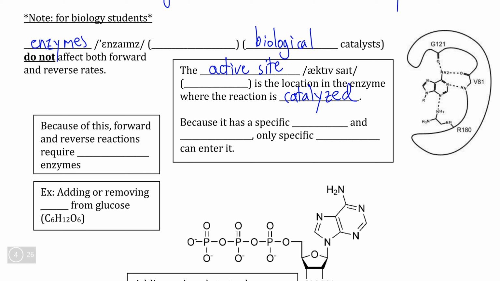The way that an active site works is that it has a specific shape and usually specific charges that allow it to attract only specific reactants in order to enter the enzyme. What this means is that if a molecule doesn't match the shape and the charge of the active site, that compound would not even be able to enter the active site, and therefore no catalysis would take place at all.